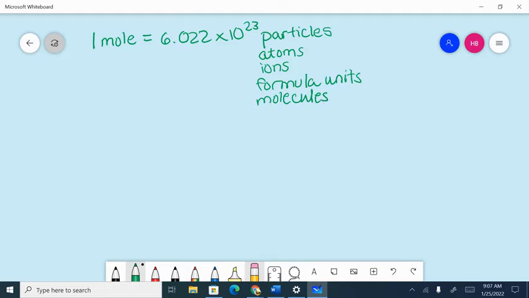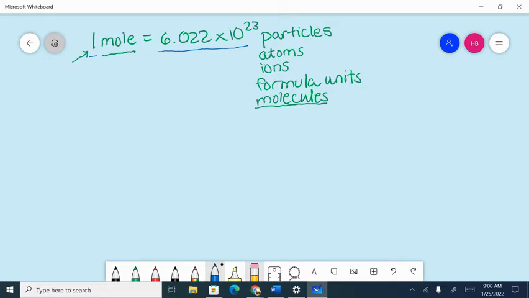I want you to be careful. Mole is a huge unit, so it always goes with the tiny number 1. Particles, atoms, ions, formula units, and molecules are all tiny units, so they go with this big, huge number, 6.02 times 10 to the 23rd. So tiny numbers, big units. Big numbers, tiny units. So never put 6.02 times 10 to the 23rd with the word mole ever.